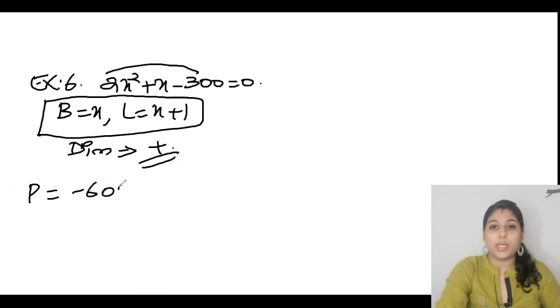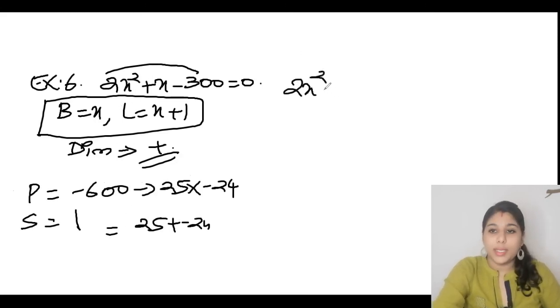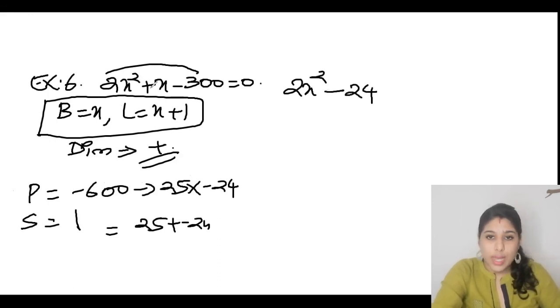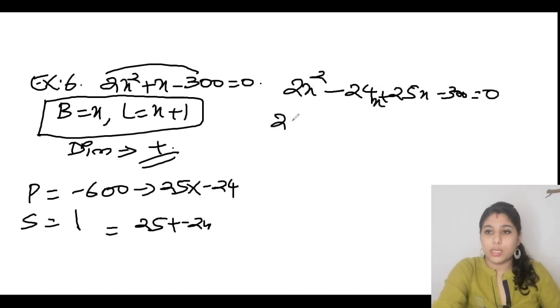What is the product here? The product will be 2 into negative 300, that is negative 600, and the sum should be 1. Which should be the numbers? 25 into minus 24 gives 600 in magnitude, and 25 plus minus 24 will be 1. So we understood how to split the middle term. That is 2x square minus 24x plus 25x minus 300 is equal to 0, regrouping so it is easy for calculation.